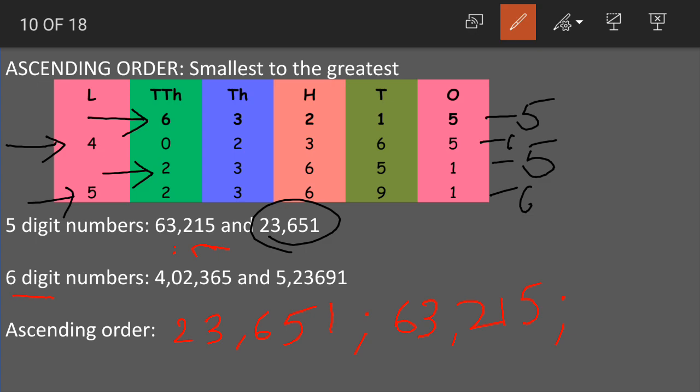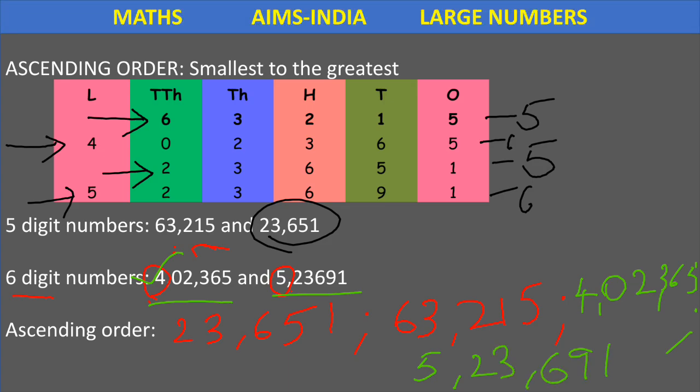Now coming to the 6-digit numbers, let us compare the digits in their highest places. 4 and 5. Which is the smaller number among these two, 4 and 5? 4. So this whole number becomes the smallest number here. 4,02,365, and the last number remaining here is 5,23,691. Clear, children? What did we do?